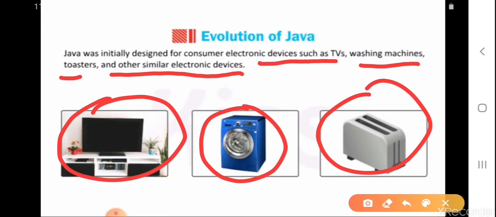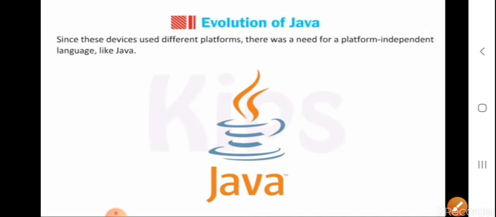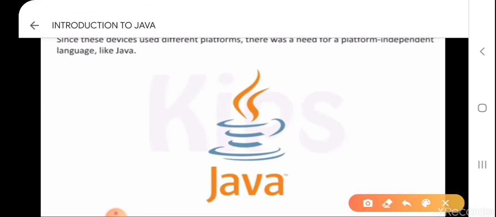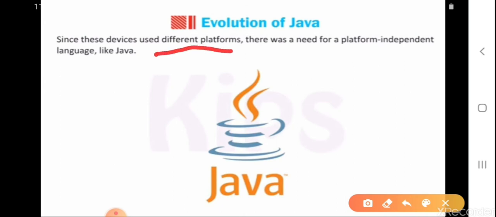Java was used, and the washing machine and the toaster are examples of stand-alone machines. They do not require any other machine to give instructions to them. They themselves contain the software and hardware which give them the instruction. Since these devices which we talked about earlier use different platforms, there was a need for a platform independent language like Java.